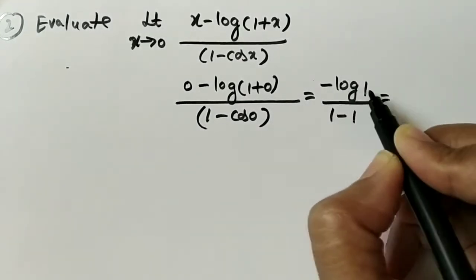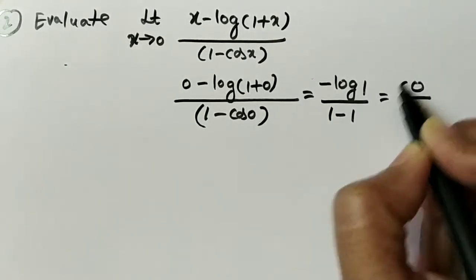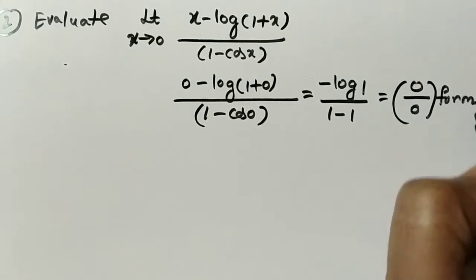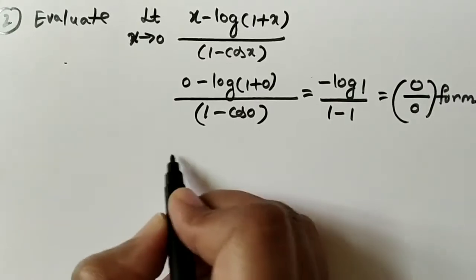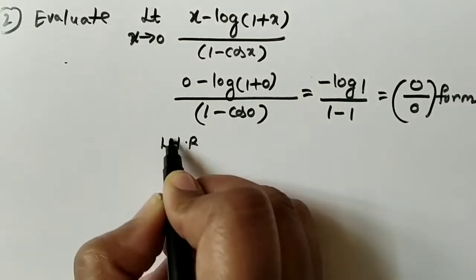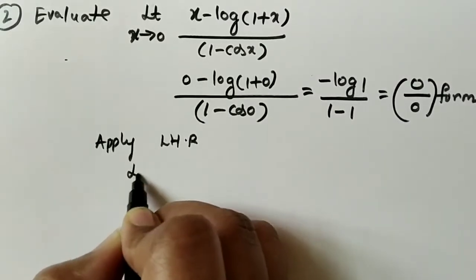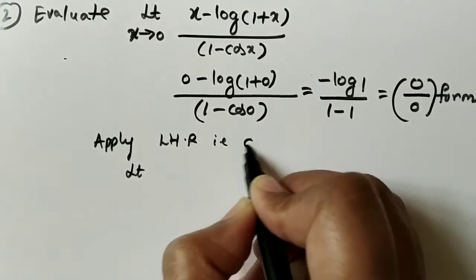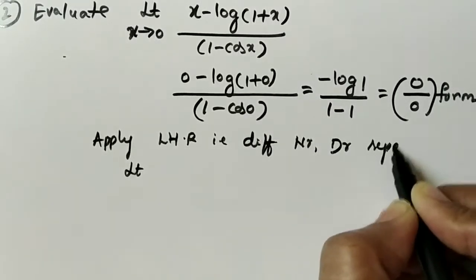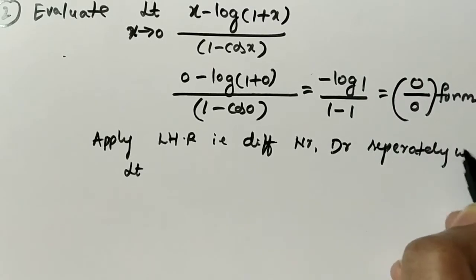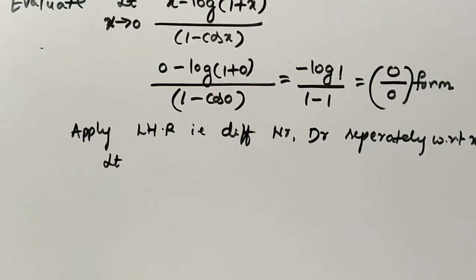Log 1 we know is 0, and 1 minus cos 0 is 1 minus 1, which is 0. So you can write it as 0 by 0 form. Now after getting 0 by 0 form, once you confirm, you have to apply L'Hospital rule. Apply L'Hospital rule means differentiate the numerator and denominator separately with respect to x.